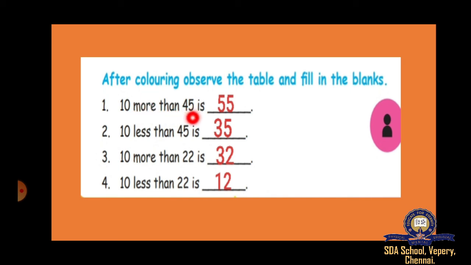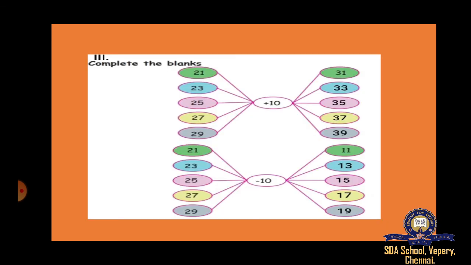Okay, 10 more than 45 means here, in the tens place, instead of 4 we add 1 and get 55. In the same way, 10 less than 45 is 35. So less than means minus 1. Here more means plus 1 in the tens place, less means minus 1. Plus 1, minus 1, like that we have to do. With this we can understand it for all the things, plus 1, plus 1, plus 1. So 31, 33, 35, 37, 39, like that. Here minus 1. So all in ones, 11, 13, 15, 17, 19, like this.